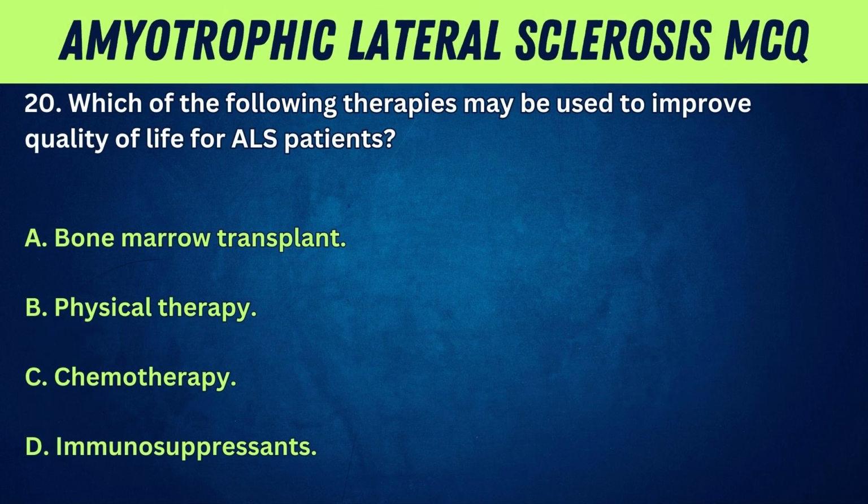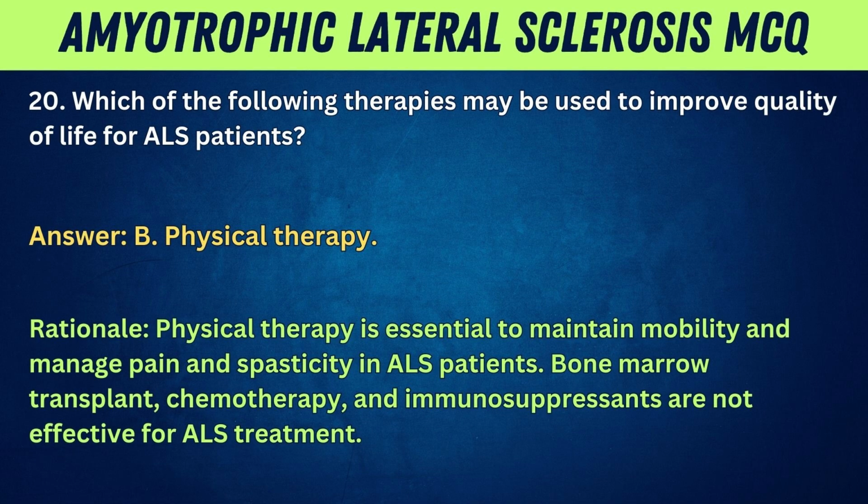20. Which of the following therapies may be used to improve quality of life for ALS patients? A. Bone marrow transplant. B. Physical therapy. C. Chemotherapy. D. Immunosuppressants. Answer: B. Physical therapy.